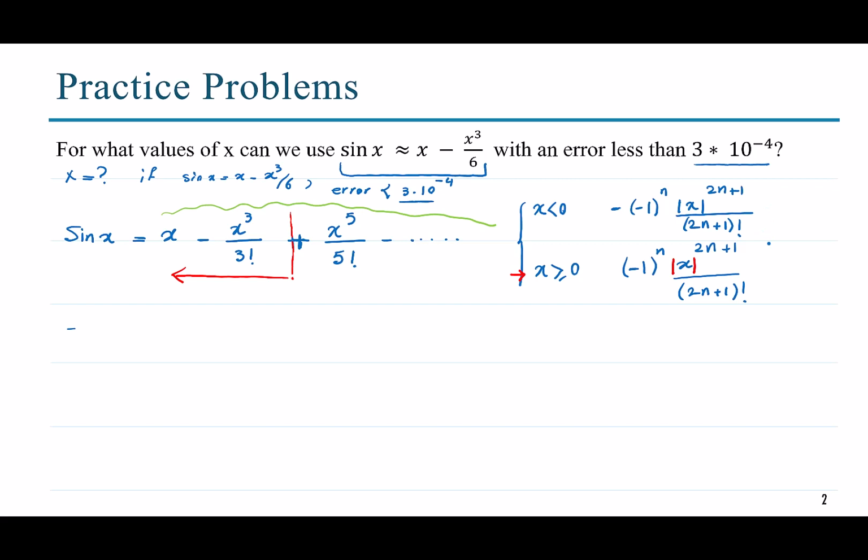So here I can say that this sine of x, the Taylor series, is an alternating series, and an is this.